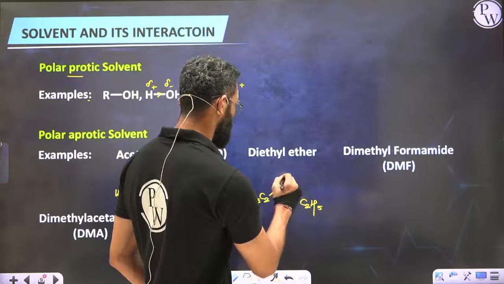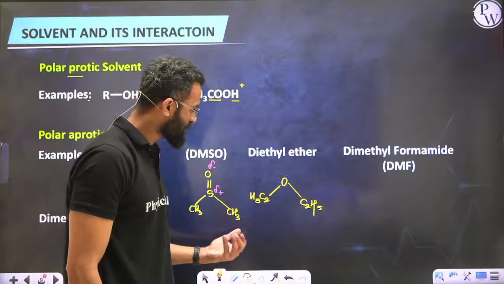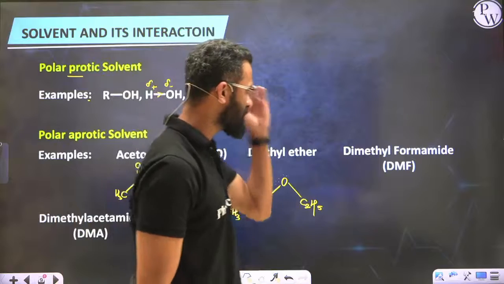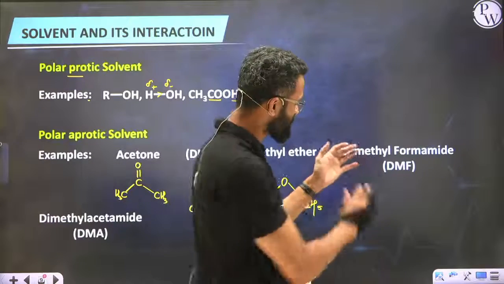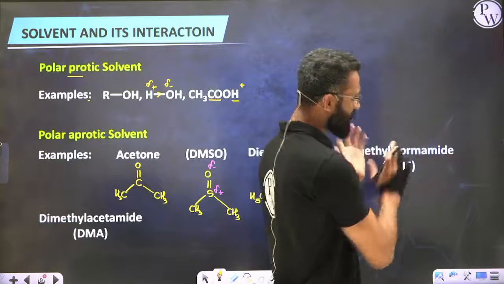C2H5O. So due to the carbon-oxygen bond, there will be polarity, but no proton can be donated. So this is a polar aprotic solvent. Another example is dimethyl formamide. Let's split this word first. Dimethyl, keep it aside. Formamide is the amide of formic acid.